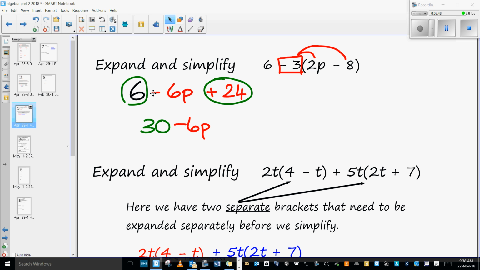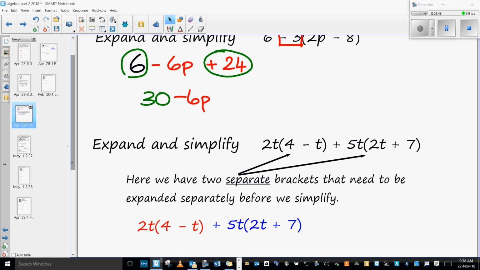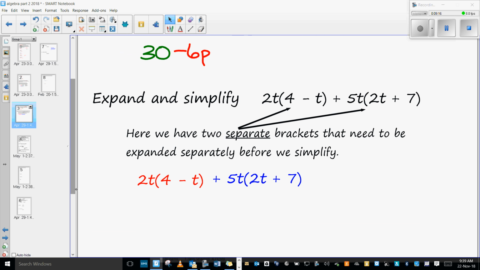Last example. Now, what we've got here are 2 brackets, okay? So what we have to do here is deal with them separately. Because this 2t in the front belongs to this bracket, and this 5t belongs to this bracket. And then they're being added together afterwards. So we're going to deal with them separately. I've done them in colour code. I've kept my left-hand side red and my right-hand side blue. So let's deal with my left-hand side first.